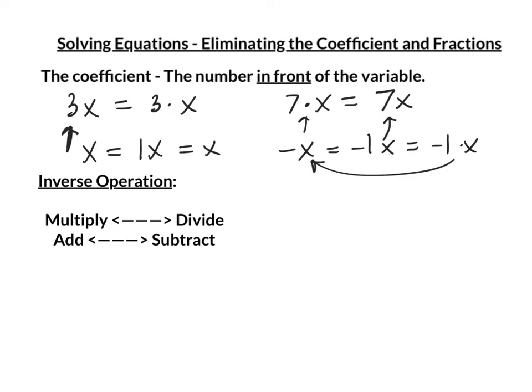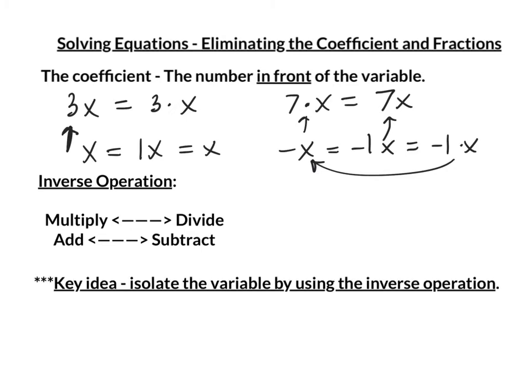The inverse of add, if I add 10, is to subtract 10. The inverse of add is subtract. And if I subtract 7, to undo that, I would add 7. The inverse of subtract is add. The inverse of divide is multiply. The inverse of multiply is divide.